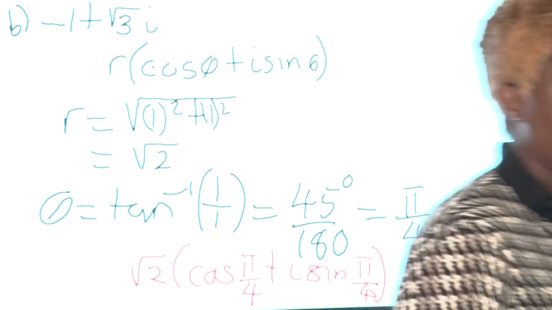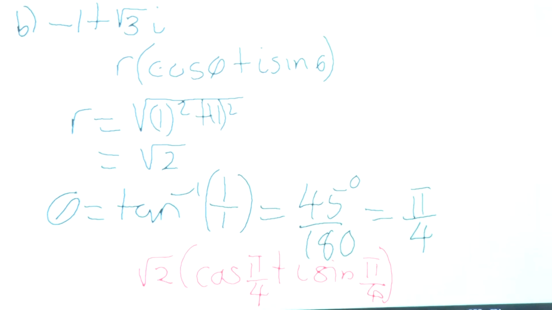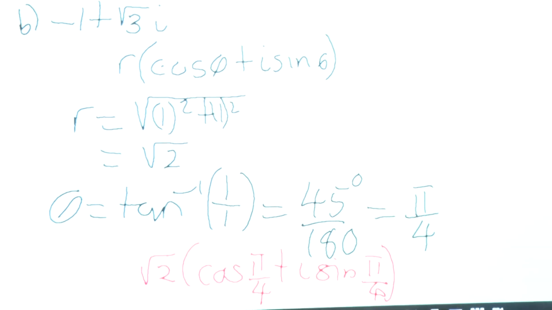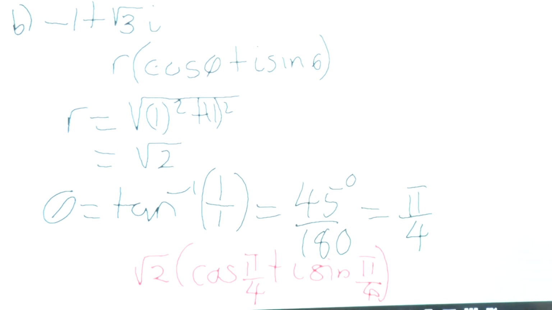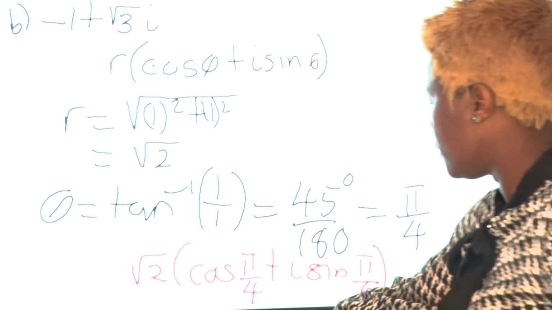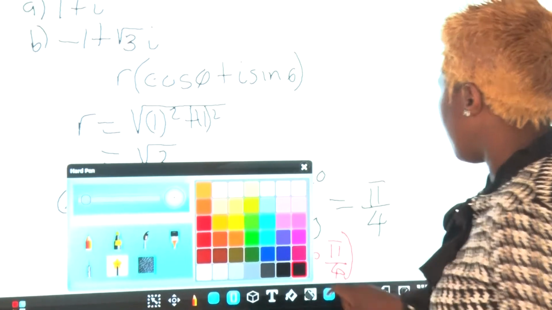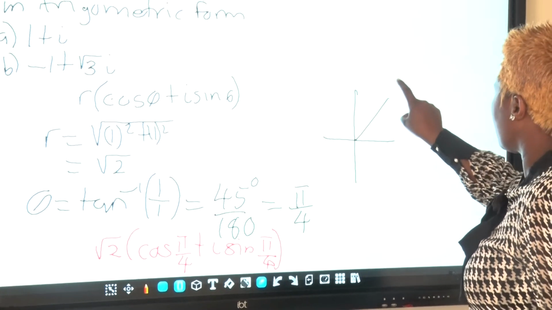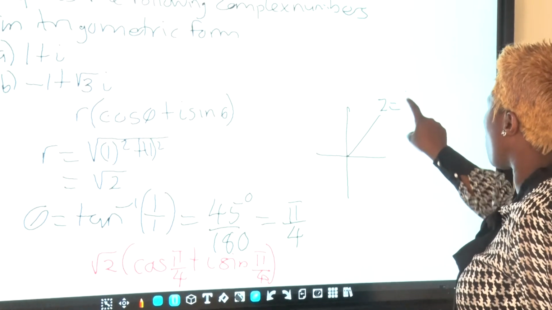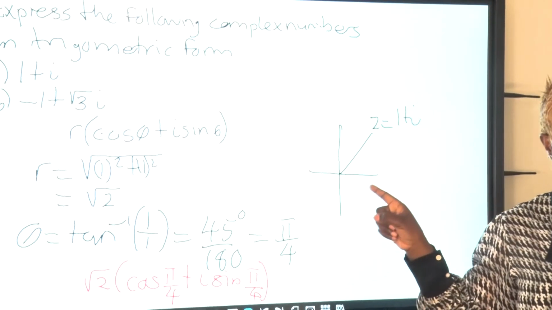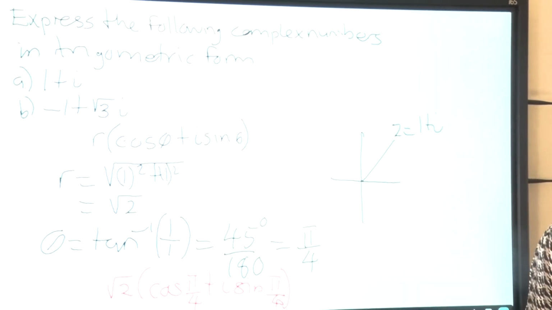Alright, I have left out a stage that is very crucial. When you are calculating theta, first make a diagram so that you identify if your theta is positive or negative. For this one, let me just go back. The diagram is like this. This is z is equal to 1 plus i. It is in the first quadrant, so our answer will be positive.